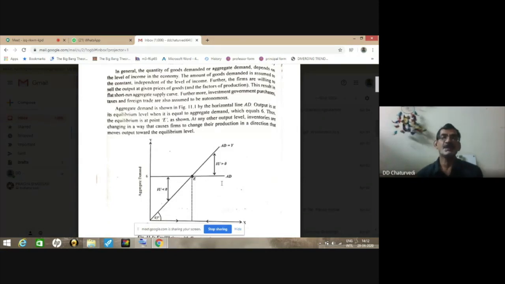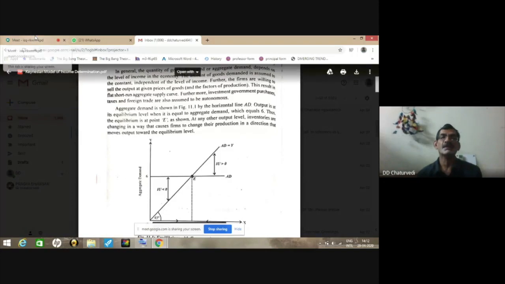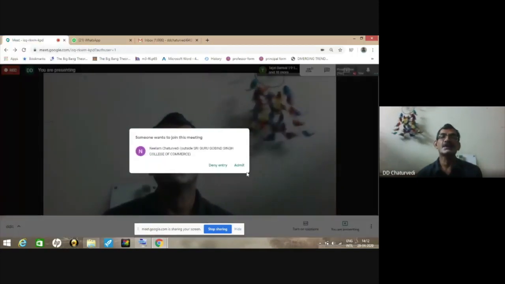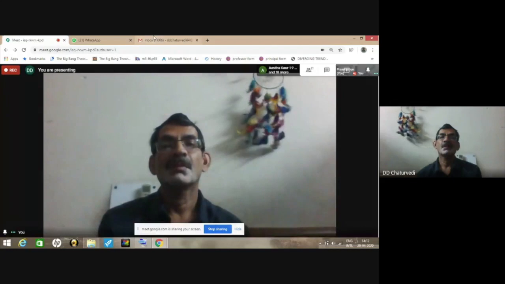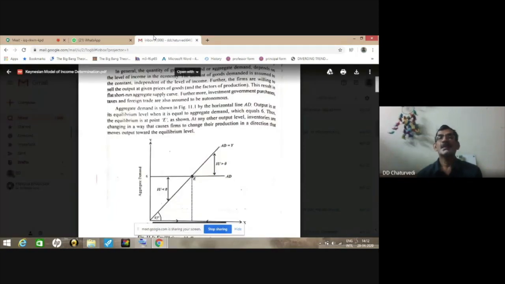So please remember this 45-degree line is not aggregate demand as such, but we are writing here AD is equal to Y because at the point where aggregate demand is equal to aggregate supply or output, we have the equilibrium. So actually this 45-degree line is showing only aggregate supply or national income.